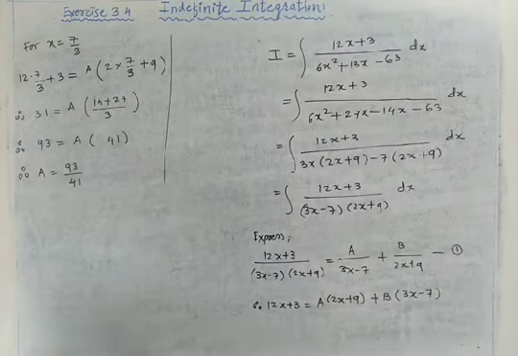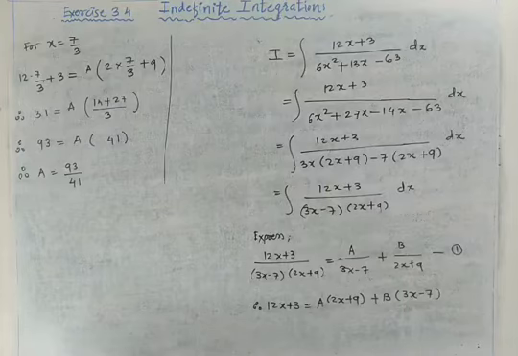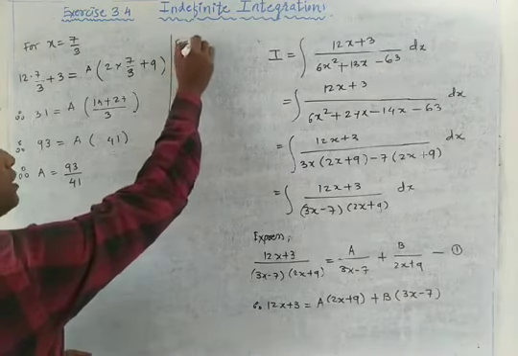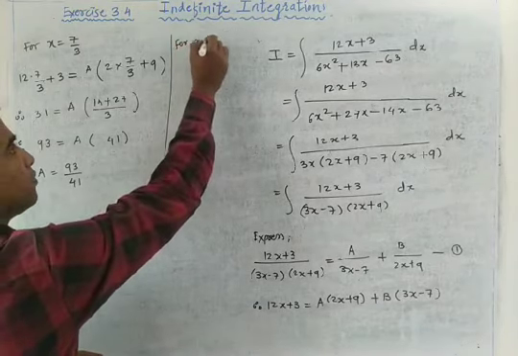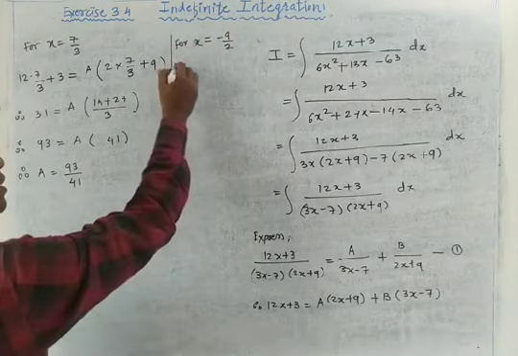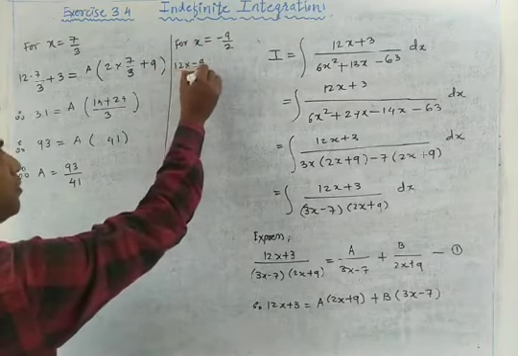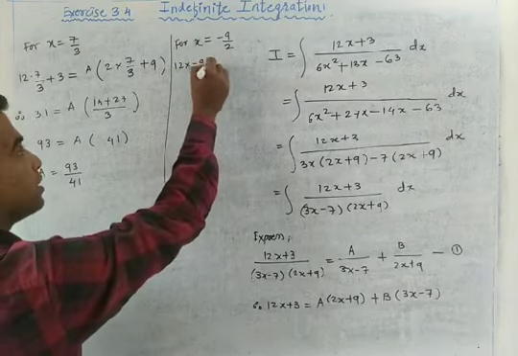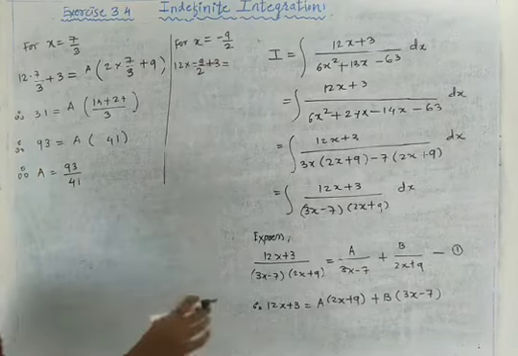Understood? In a similar way we are going to find the value of B. For finding the value of B, make the A part 0, and the A part becomes 0 only for x = −9/2. So for x = −9/2, what will happen? On the left hand side, 12 × (−9/2) + 3, and the A part vanishes.